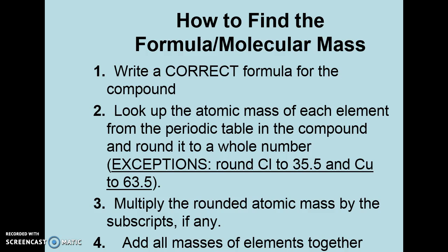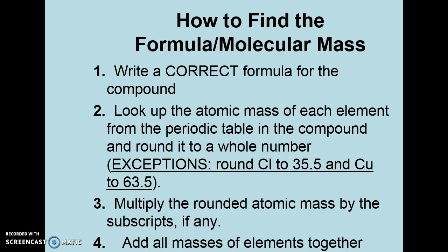This is why that skill has to be learned in the first semester and continue to be practiced all through the rest of your PreAP Chemistry year. Then we look up the atomic mass for each element from the periodic table and round it to a whole number. This is just to make the math easier.